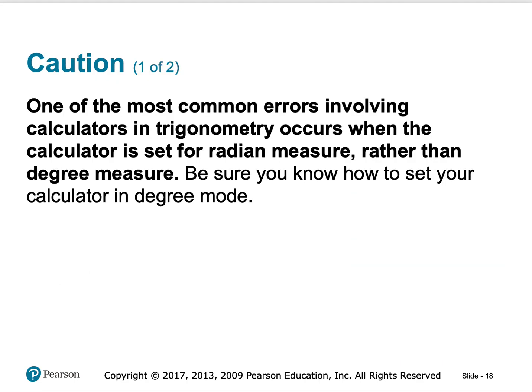One of the most common mistakes with trig is setting your calculator to the wrong answer. So every single question you work in the lab, you're going to want to read and see if they want the answer in radians or if they want the answer in degrees. They're pretty much going to tell you what they want it in, and then you're going to have to adjust your calculator accordingly.